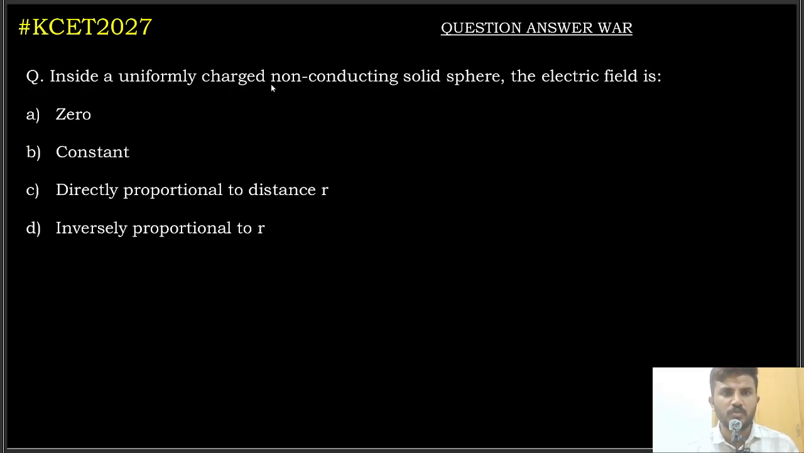Then, inside a uniformly charged non-conducting solid sphere, the electric field is directly proportional to R. That's why option C is correct.